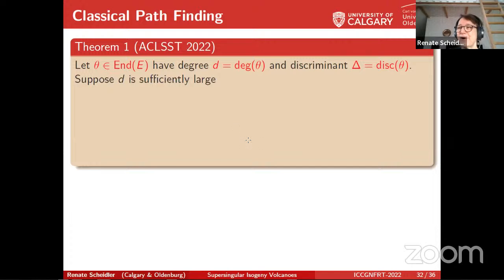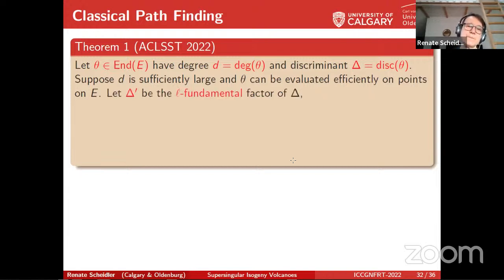I mean, for small degree isogenies, this is all easy. If endomorphisms, this is all easy. So we're only interested in the large one. This can be formalized as sufficiently large. And let's assume that theta can be evaluated efficiently on points of the elliptic curve. Much of the time, let's just assume this. You can state the complexity result in terms of the time it takes to evaluate points. But again, for simplicity, let's assume that this is efficient.